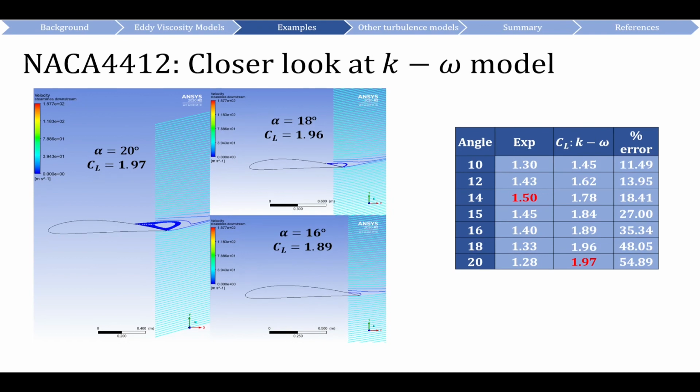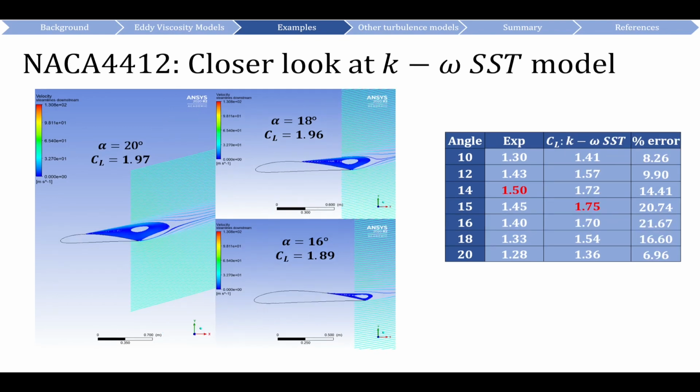Doing the same for the K omega model, looking at the flow field at 16 degrees, we see it's not quite stalling yet, but it wants to separate from the airfoil. And we have a much higher coefficient of lift compared to the K epsilon model. In the next picture, at 18 degrees, we have a 1.96 coefficient of lift. But strangely enough, going to 20 degrees, the lift coefficient increases just slightly more, up to 1.97, which is what I predicted the stall angle to be, where I defined the stall angle as the maximum recorded coefficient of lift.